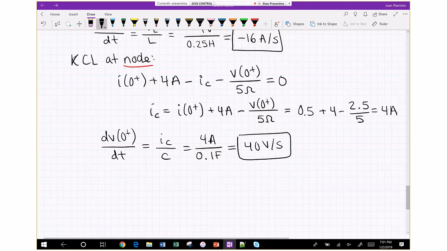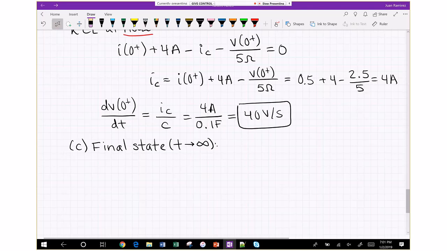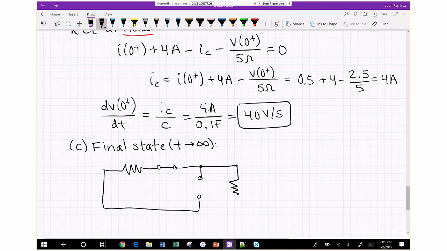Okay, finally, we can look at the final state. Finally, get it? That's as time approaches infinity. Again, because time is approaching infinity, we're now assuming that any transient has settled and now you're in steady state. Therefore, the inductors look like a short and the capacitors look like an open. And we're obviously modeling it after the transition, so that voltage source looks like a short. And you have the current source.